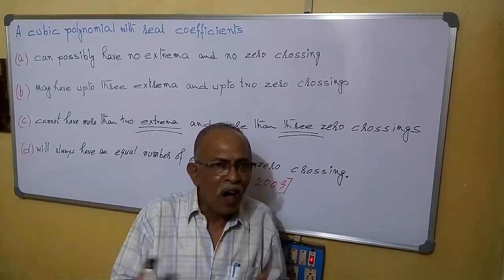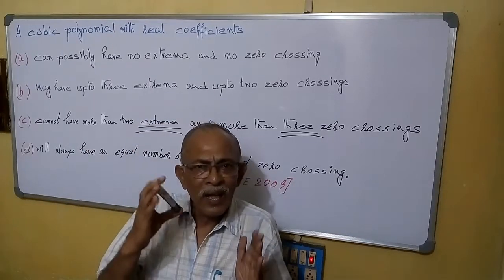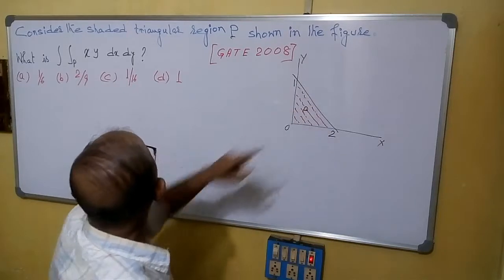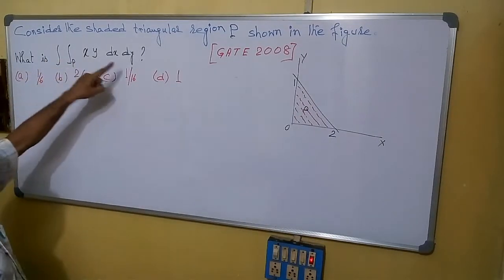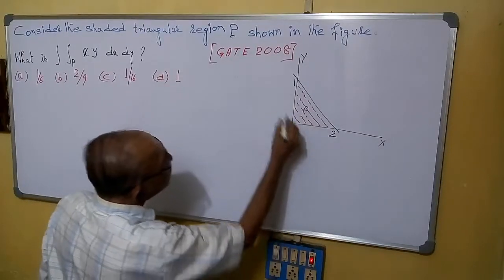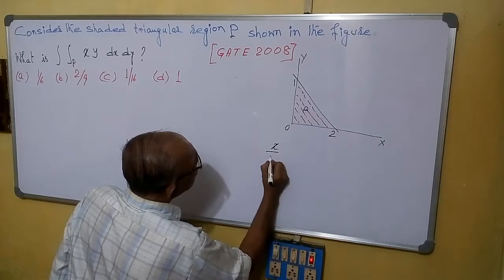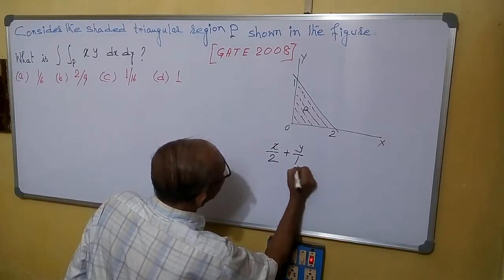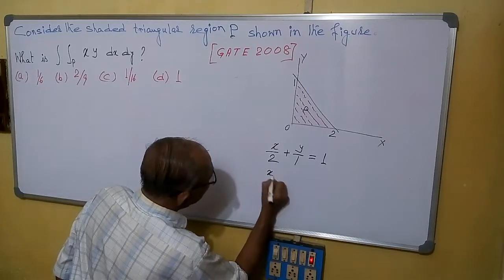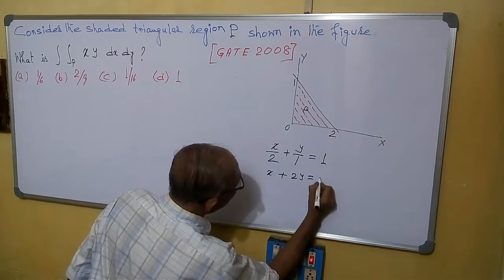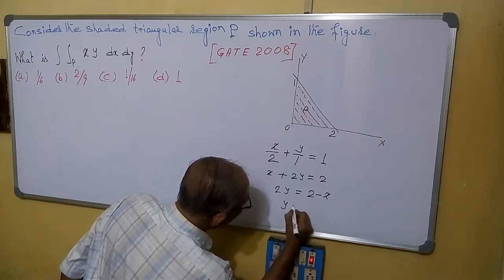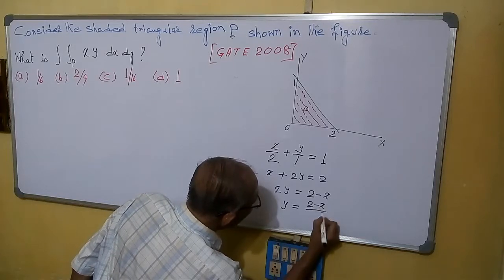In this way you have to learn how to do a sum, if the idea is very clear. Consider the shaded triangular region P shown in the figure. What is the double integral of xy dx dy? See here, we can see from the figure the equation of the line will be x by 2 plus y by 1 equals 1, or we can say x plus 2y equals 2, or 2y equals 2 minus x. So y equals (2 minus x) by 2.